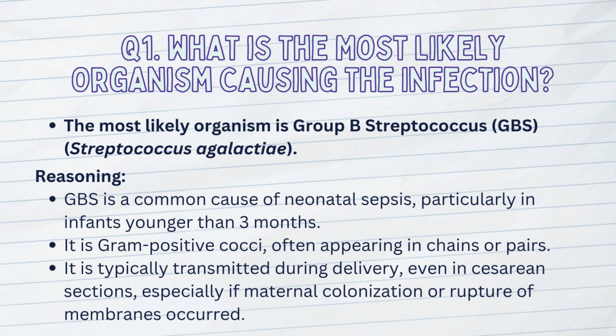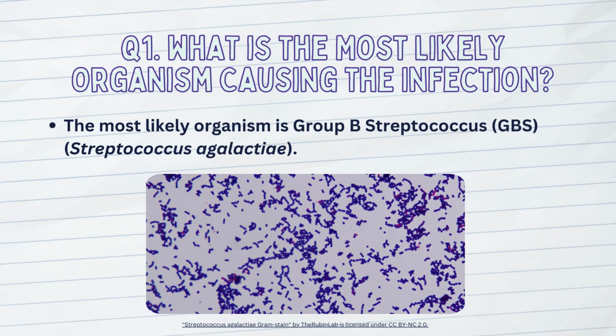Don't mind my pronunciation. The reasoning behind this answer is that group B Streptococcus is a common cause of neonatal sepsis, particularly in infants younger than 3 months. It is a gram-positive cocci, often appearing in chains or even pairs, and it is typically transmitted during delivery, even in situations where there's a C-section, but especially if maternal colonization or rupture of membranes has occurred. We're looking at the image here of the group B Streptococcus.